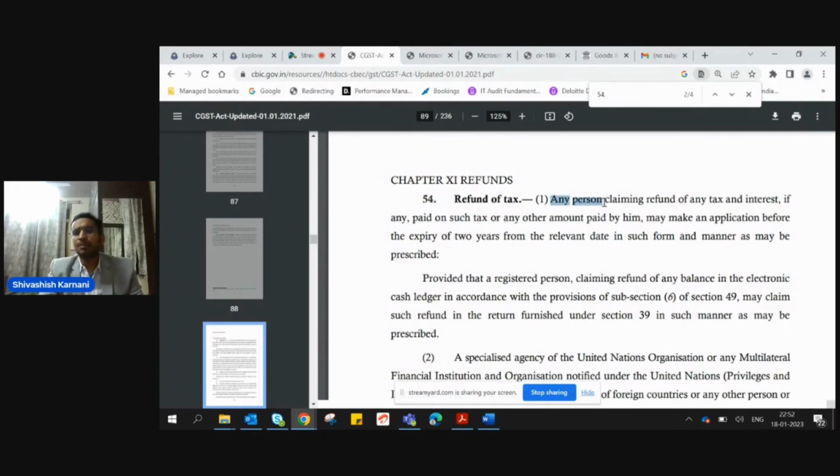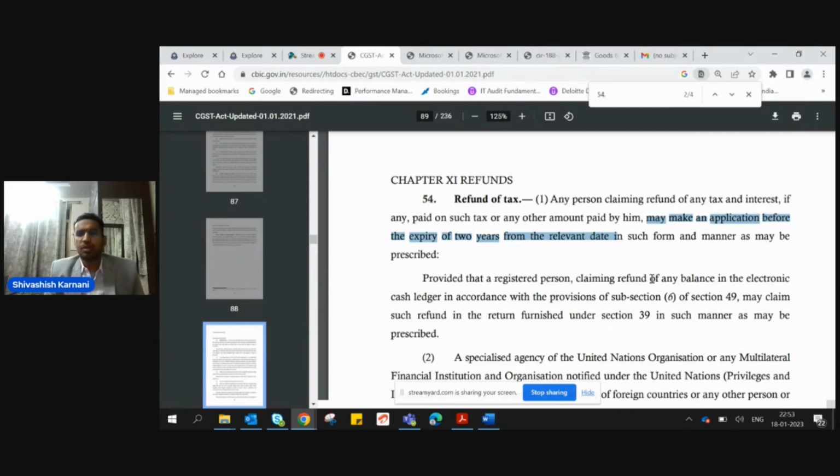It says any person can claim the refund. It doesn't say a registered person or an unregistered person. It says any person. Person includes an unregistered person also. It further says may make an application before the expiry of 2 years from the relevant date. Now we are going to see what the relevant date is, and we are going to discuss an example in relation to that also.